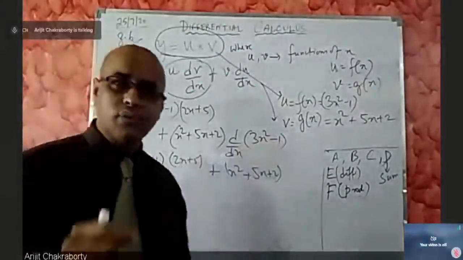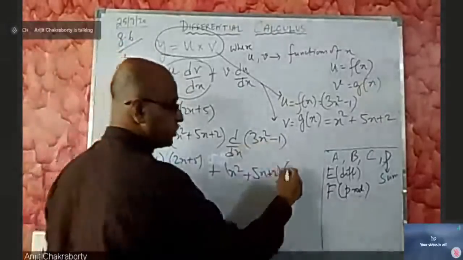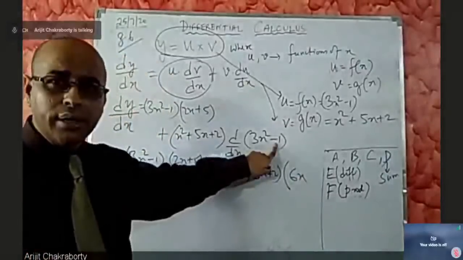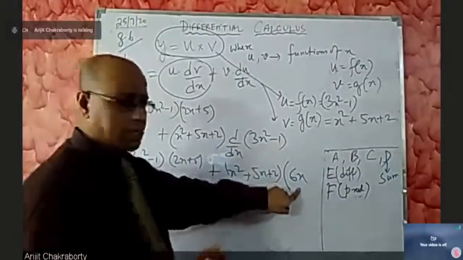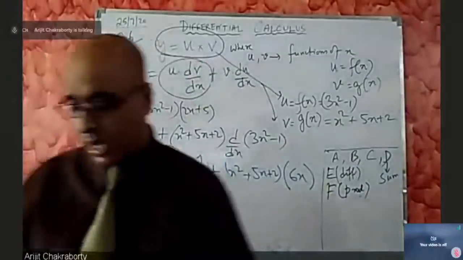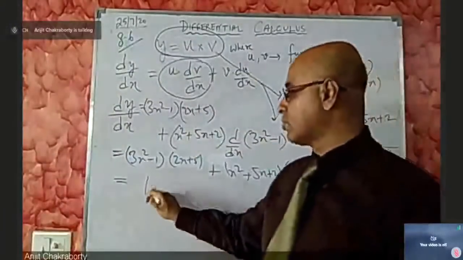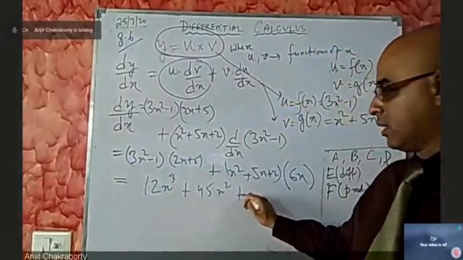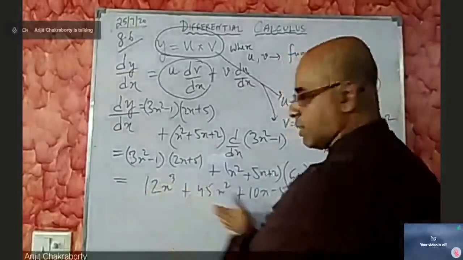3x squared is of the form a x to the power n. So the differential coefficient becomes 6x. And minus 1, the differential coefficient of 1 being a constant number, is 0. So 6x remains as it is. So this we have to simplify, and if you multiply throughout and simplify, it will come to 12x cubed plus 45x squared plus 10x minus 5. So this part, of course, is computation.